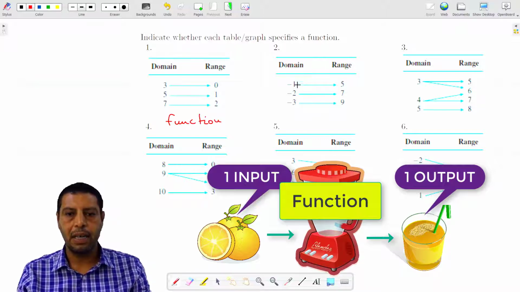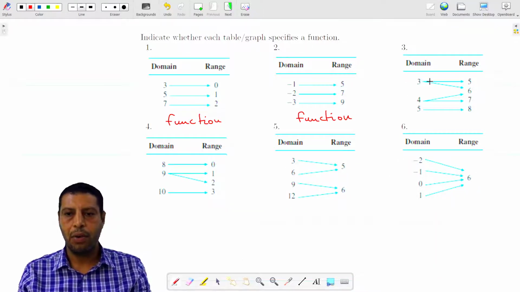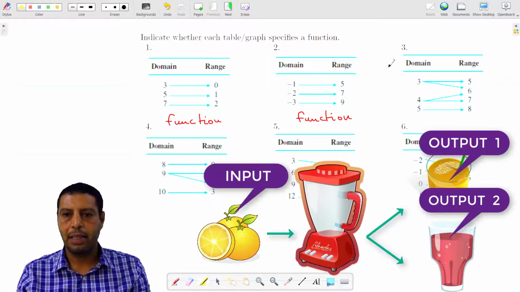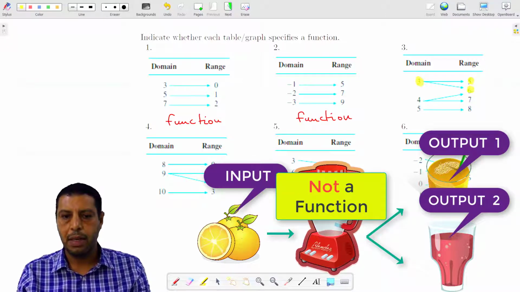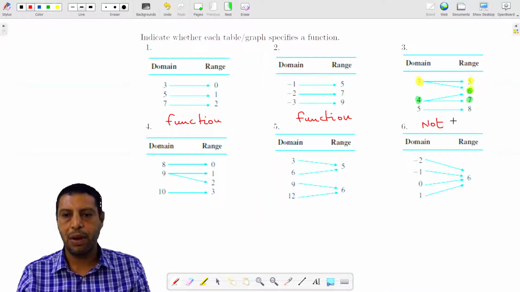Same thing for the second one. Each input has exactly one output, so it's a function. But in the third one, we can notice clearly that the 3 here has 2 different outputs. Same thing for the 4, which has 2 different outputs, the 6 and the 7. Therefore, in this case, it's not a function. It's forbidden for an input to have more than one output.